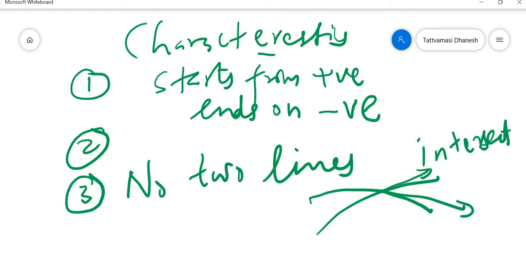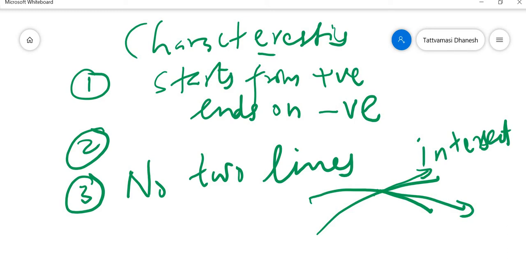So the first characteristic: they start from the positive charge and end on the negative charge. If the intensity of electric field is higher, the electric lines of force are closely spaced. If it is smaller, they are widely separated. No two lines of force intersect. The reason is, if they intersect, two tangents can be drawn to the lines of force. That means the intensity of electric field has two directions, but it is a vector and that is impossible. A vector always has only one direction, so electric lines of force will never intersect.